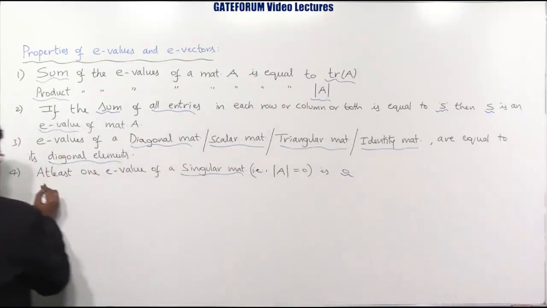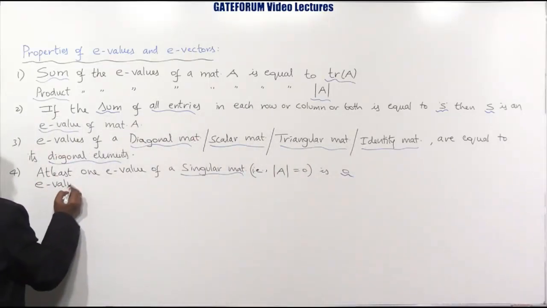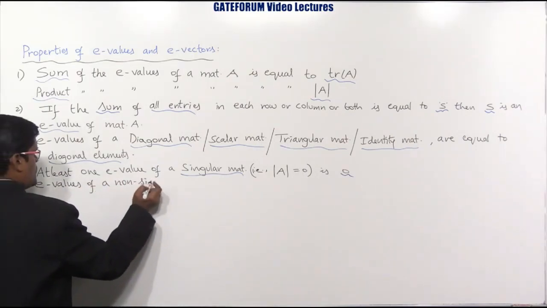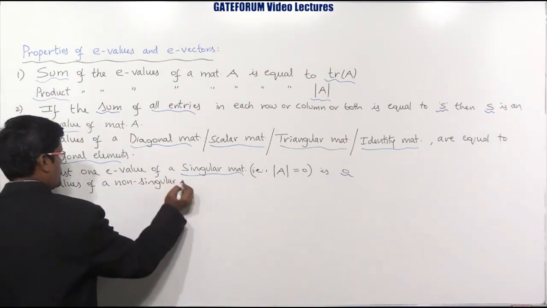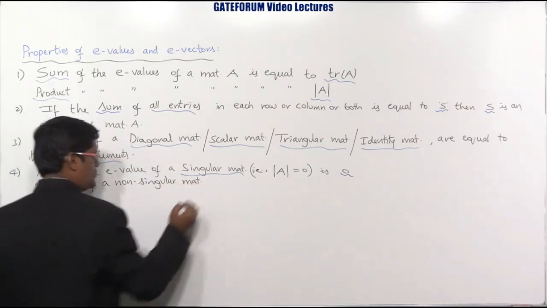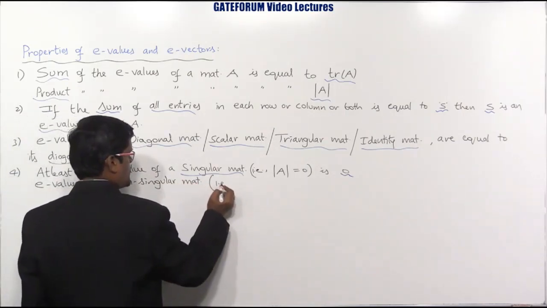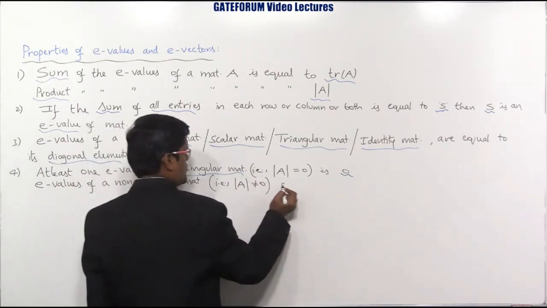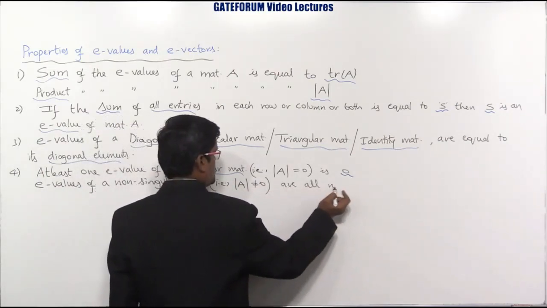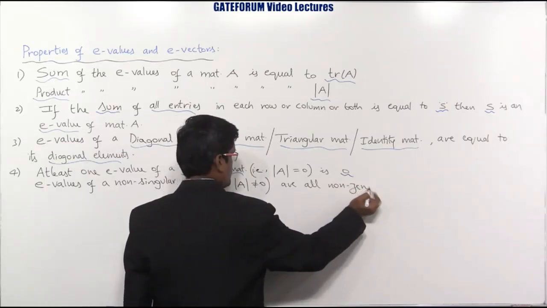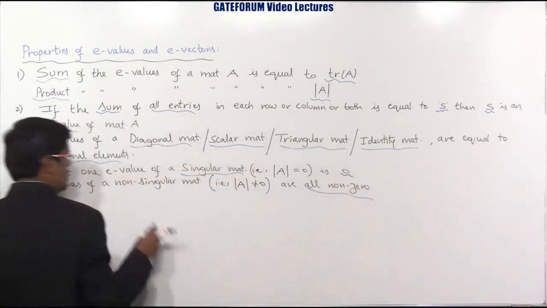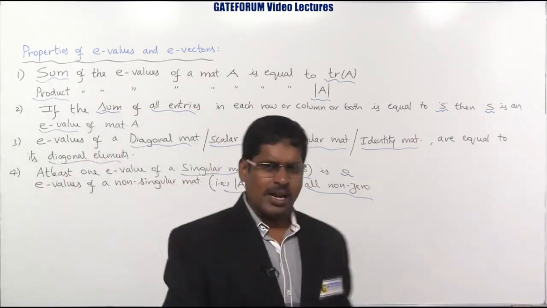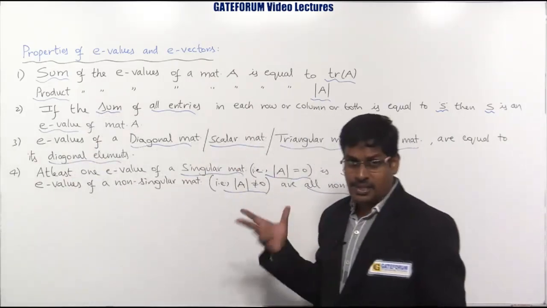Okay. Next, the eigenvalues of a non-singular matrix. That is, non-singular matrix means determinant A not equal to 0, are all non-zero. Just without an example, by a conceptual way I am explaining. That is called the logical method.